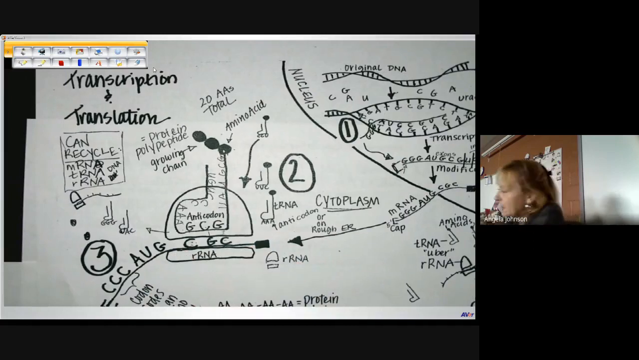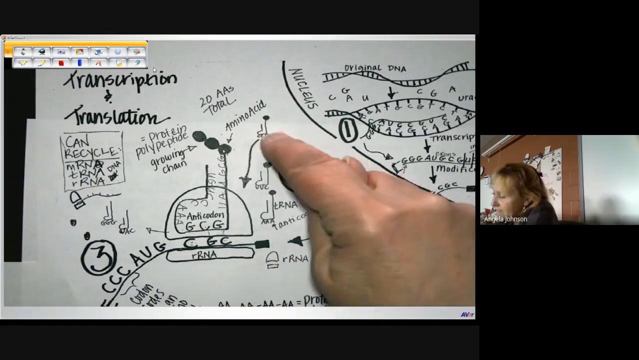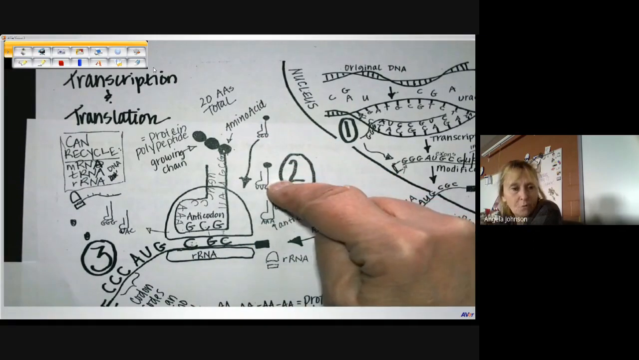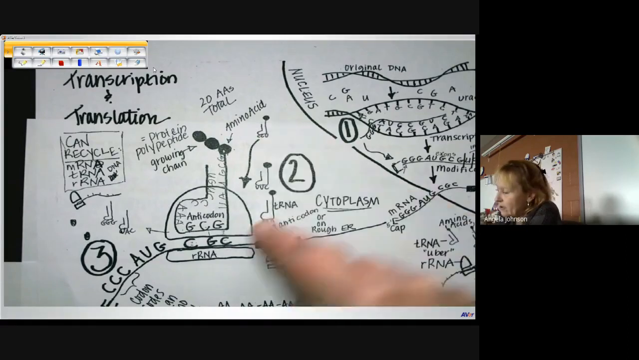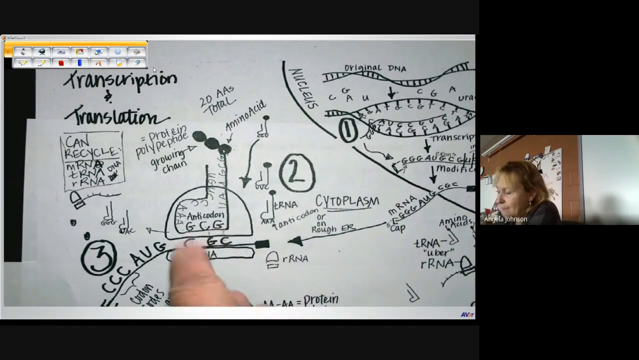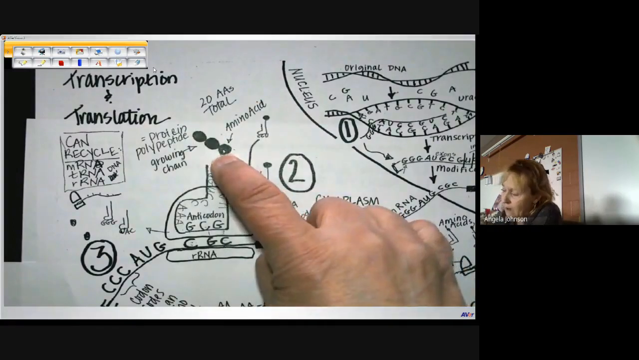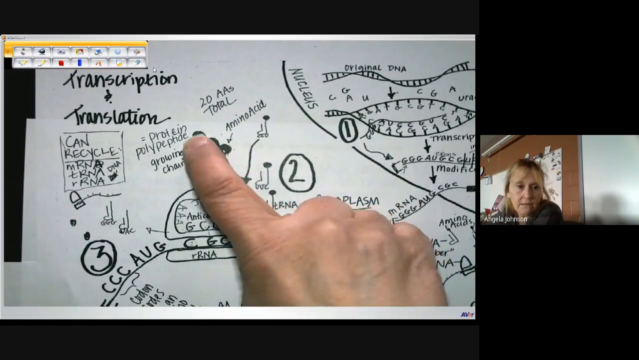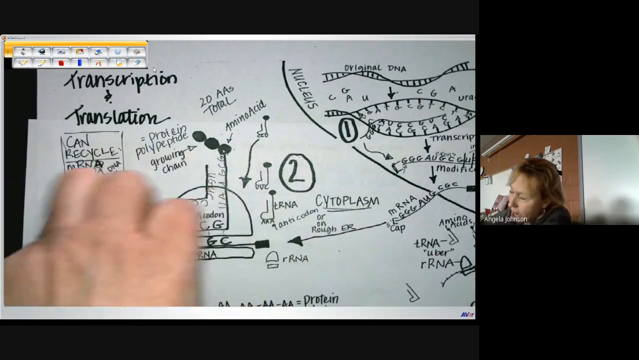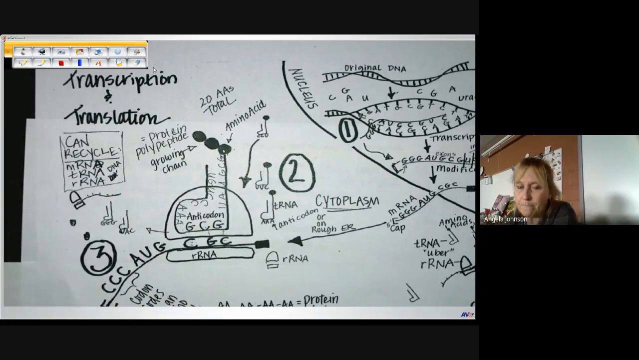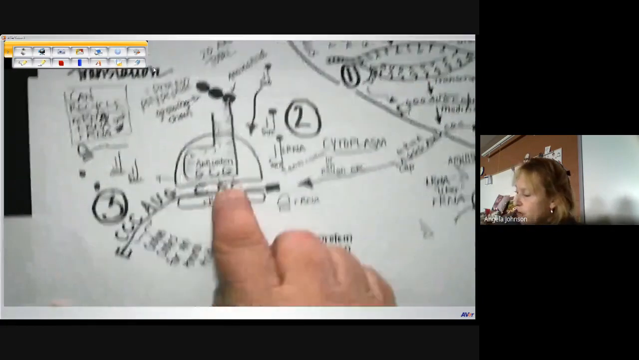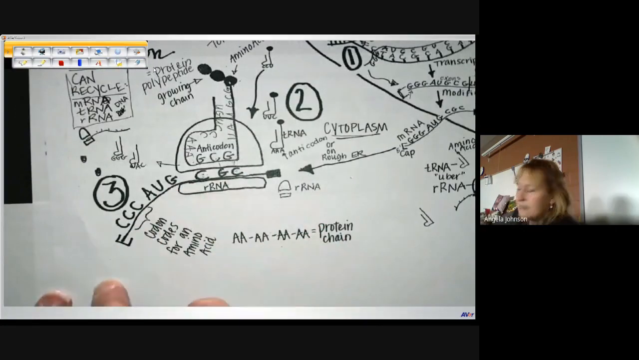At the same time, a tRNA picks up the appropriate amino acid, carries it down here, and matches the base, drops off that amino acid in that growing chain. Now the tRNA is released. It can go pick up another amino acid and do the same thing over again. This strand is released, and now it's going to code for that protein, for whatever your cell has to do.